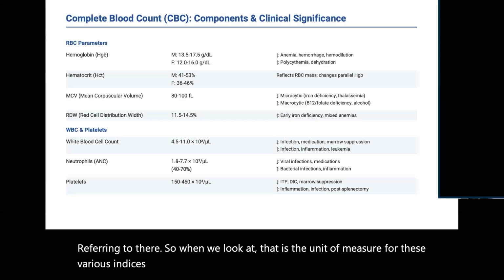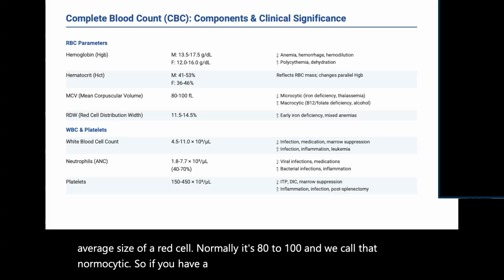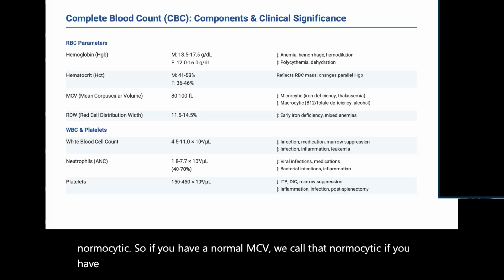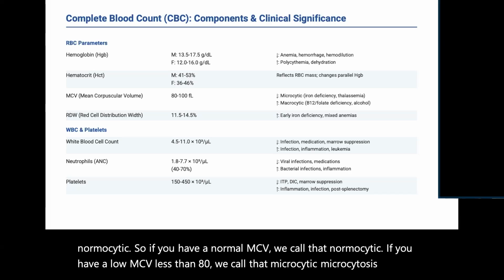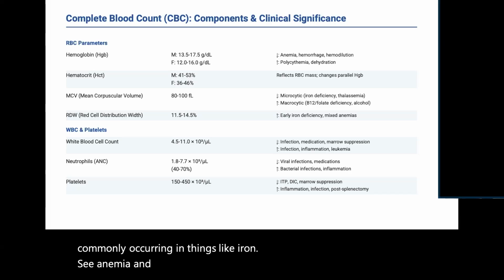MCV stands for mean corpuscular volume. That's the average size of a red cell. Normally it's 80 to 100, and we call that normocytic. So if you have a normal MCV, we call that normocytic. If you have a low MCV, less than 80, we call that microcytic, microcytosis, commonly occurring in things like iron deficiency anemia and thalassemias. If you have a high MCV greater than 100, we call that macrocytic.